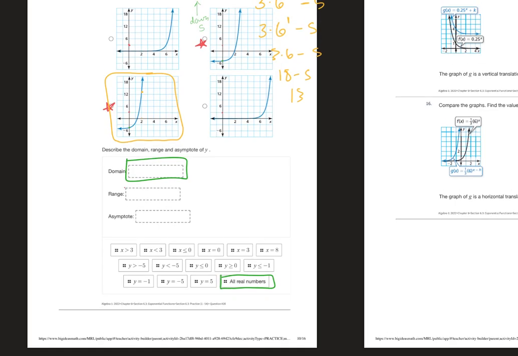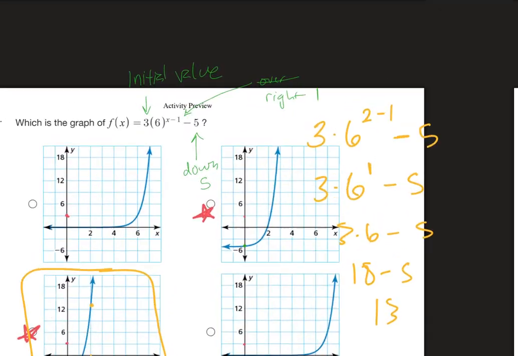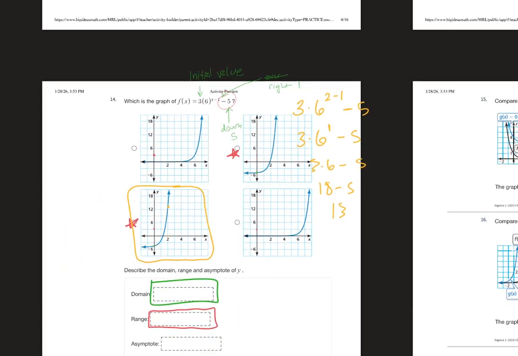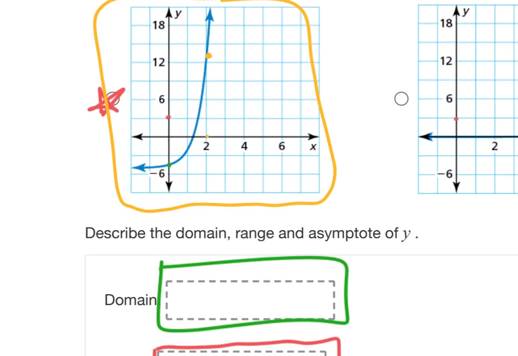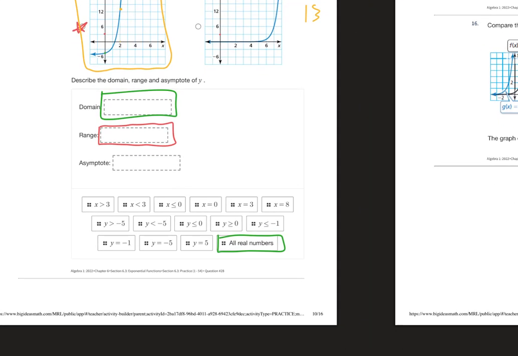The range is going to be y is greater than -5, right? You could look at the picture, but yes, it's y greater than -5, and then the asymptote is going to be y equals -5.